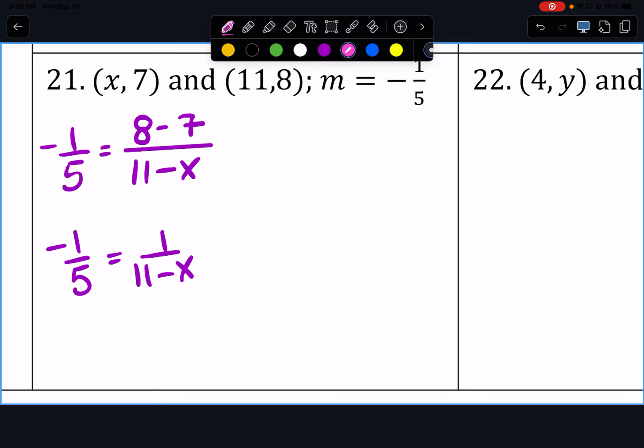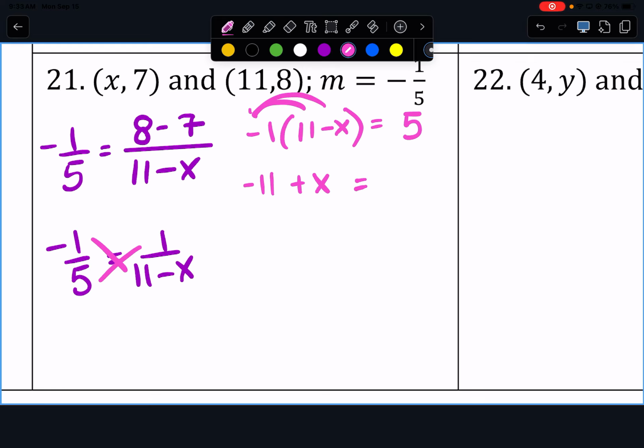Now I cross multiply. So I do negative 1 times 11 minus x, and I do 5 times 1. What is 5 times 1? So then I distribute negative 1. Negative 1 times 11 is? Negative 1 times negative x is? Equals 5. How do I solve that? So x equals? X equals 16.